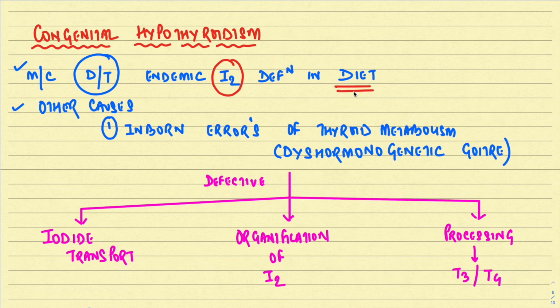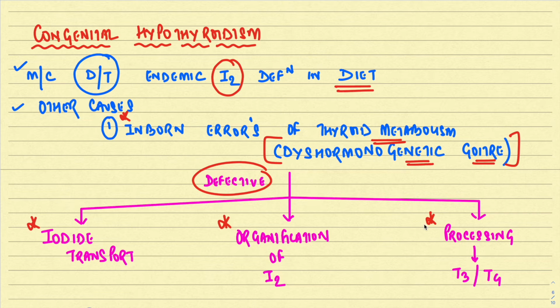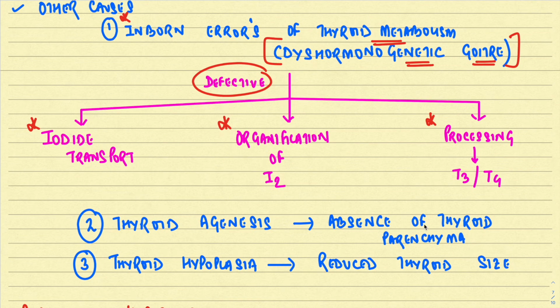Now the other causes of congenital hypothyroidism are, number one, you can have some inborn errors in the thyroid metabolism. That means in some of the steps involved in the synthesis of the thyroid hormones, there is some error. This group of disorders is called dyshormonogenetic goiter. It is characterized by defective iodide transport, or there can be a problem at the level of organification of iodine, or at the level where there is defective processing to form T3, T4 hormones. So in any of these steps, there might be some problem.